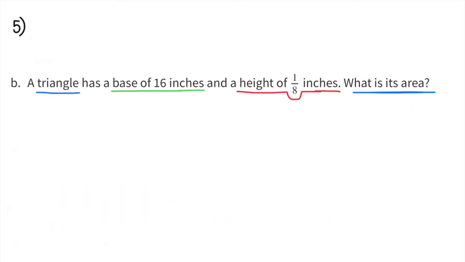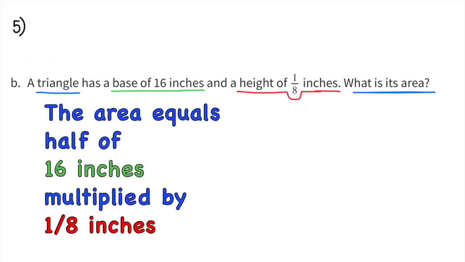B. A triangle has a base of 16 inches and a height of 1/8 of an inch. What is its area? The area equals half of 16 inches multiplied by 1/8 of an inch, or 1 square inch. The area of this triangle is 1 square inch.